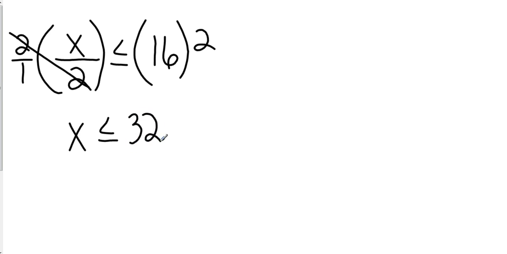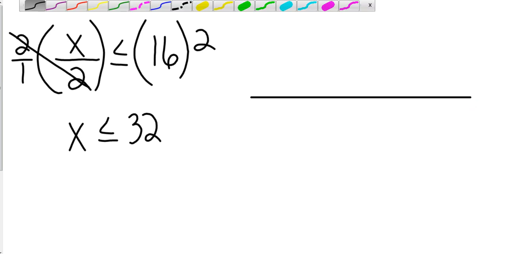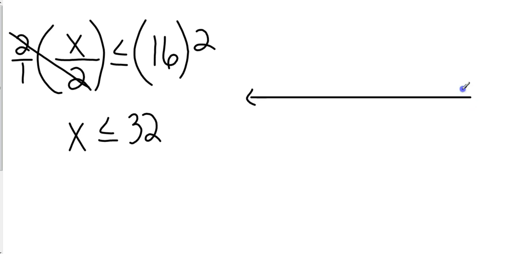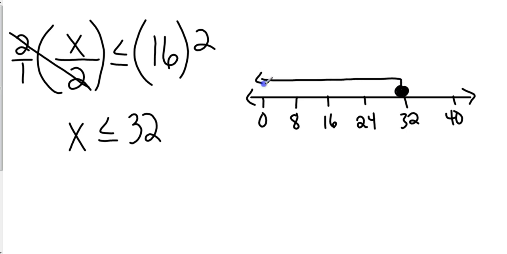Now, when I put this one on a number line, obviously I don't want to count by 1's this time. I'm going to 32's. I might go by 8. I would start here with 0, 8, 16, 24, 32, maybe even go one past it and go to 40. And because it's less than or equal to, again, that's going to be a closed circle. And less than is to the left.